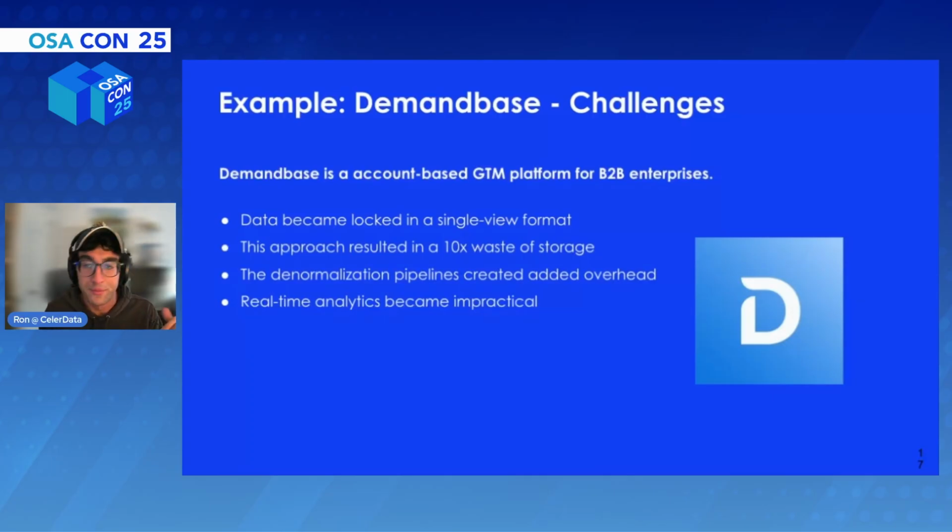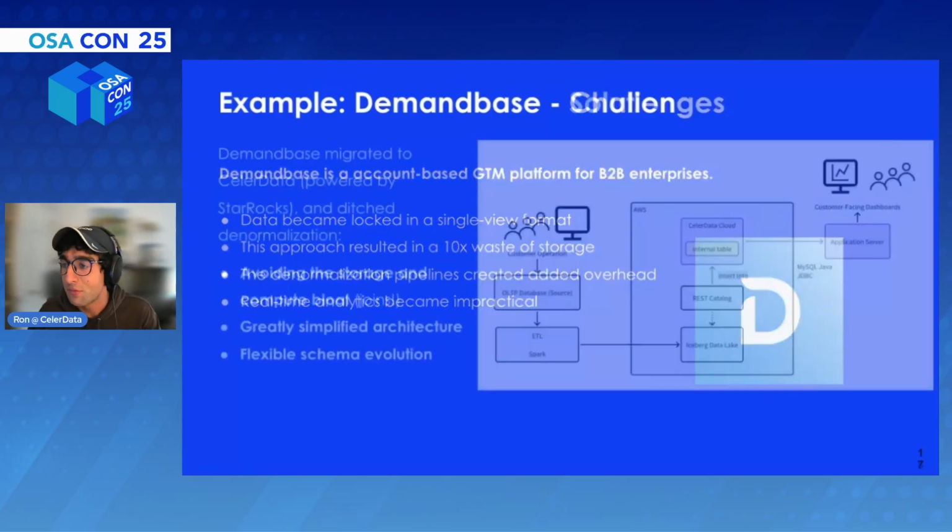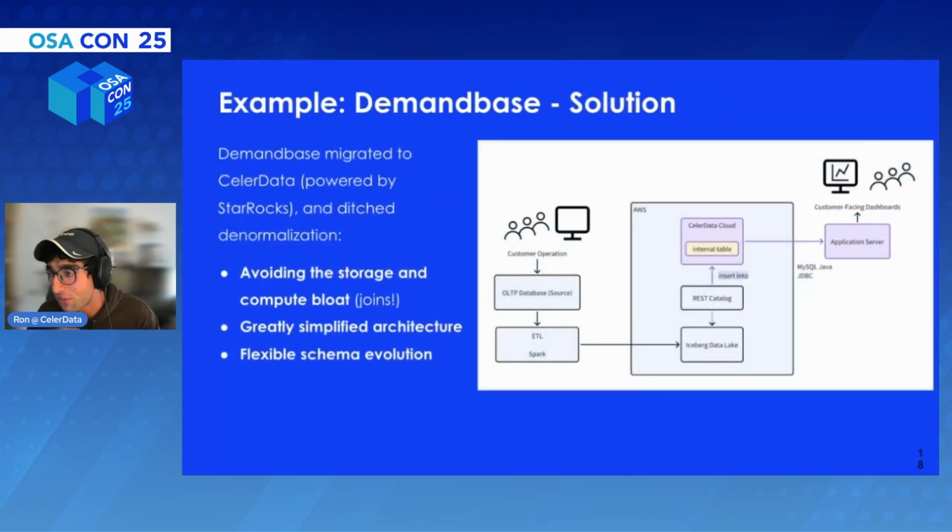So their data was locked in a single view, something like a wide table. And that made them waste a bunch of money and time on disk, and created a bunch of overhead. So, a lot of the real time analytics became impractical. A lot of their dashboards were hanging, data wasn't loading. So it wasn't feasible if they wanted to remain competitive with other people in the space in the B2B go-to-market industry.